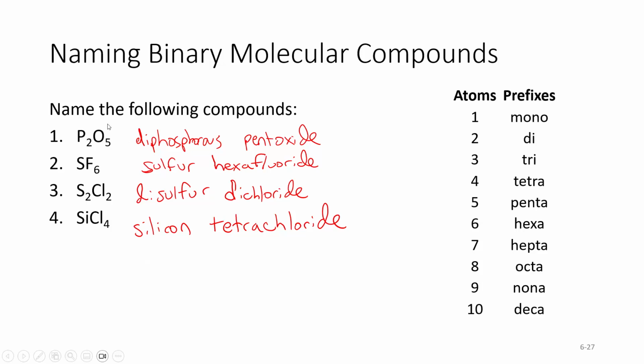So why did we call this pentoxide? Because the pent part is the prefix. Ox is referring to oxygen, and it has that -ide ending. Why did we put hexafluoride? Hexa is the prefix, fluor is the stem, and -ide is that -ide ending. So these are much simpler to name. They have a very straightforward naming mechanism.